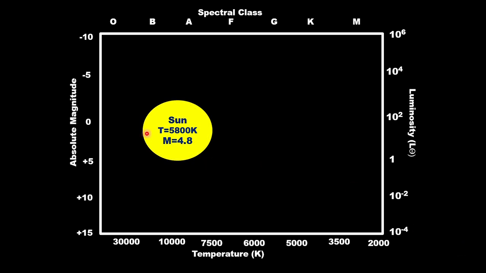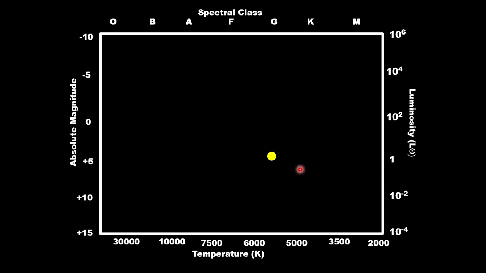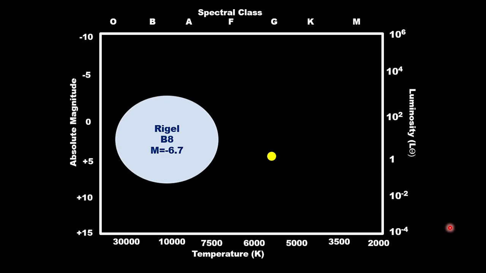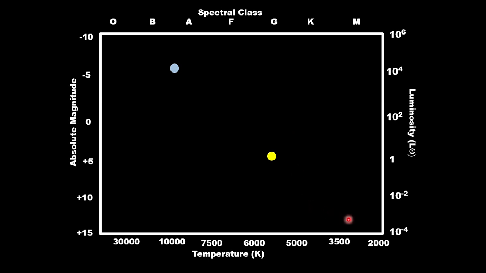So the sun has a surface temperature of 5,800 Kelvin and an absolute magnitude of 4.8, and that puts it about here on the HR diagram. Rigel, on the other hand, remember the blue supergiant in Orion, is a spectral class B8 that makes it much hotter than the sun, and it has an absolute magnitude of -6.7, which will put it up here, and that's pretty much what we expect to find so far.